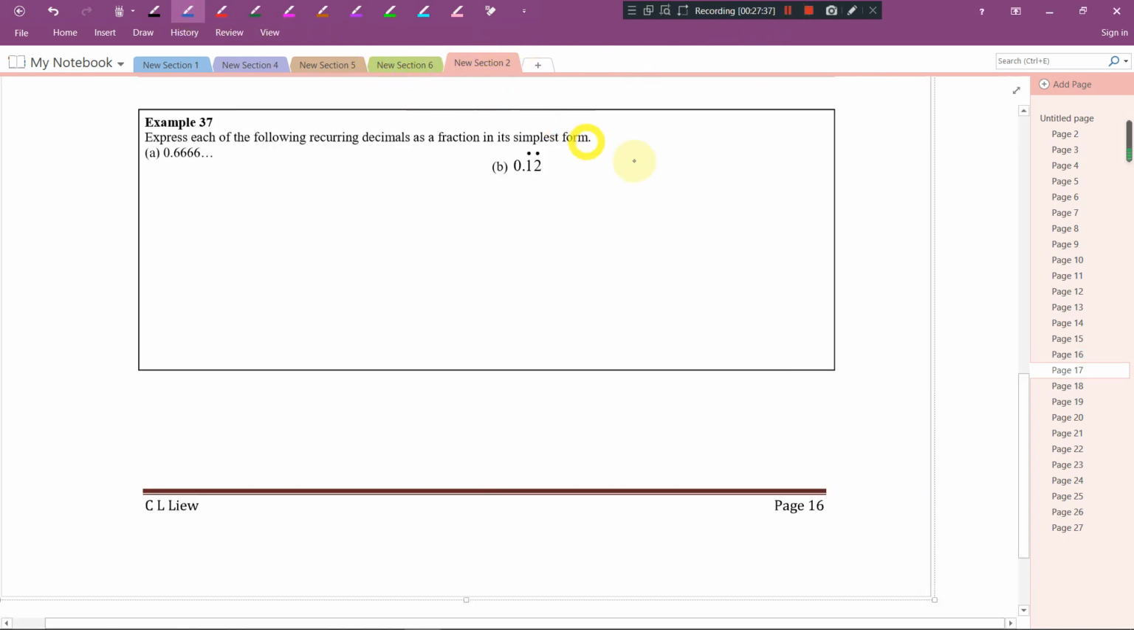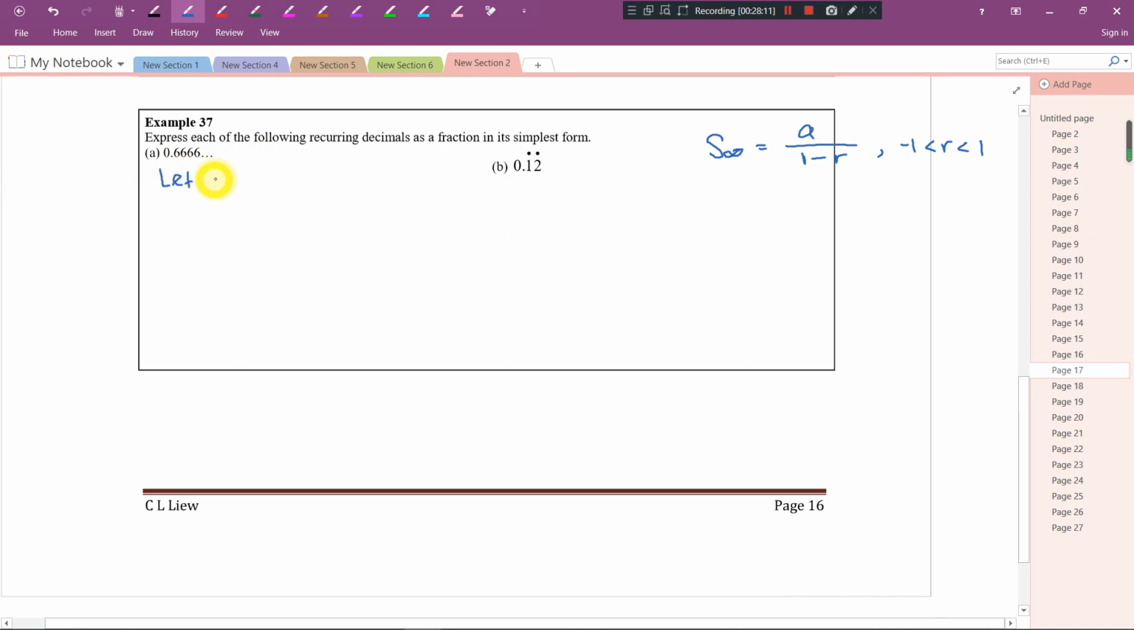Okay, now let's learn about sum to infinity. The formula is a over 1 minus r, and every time the common ratio must be within this range, more than -1, less than 1, so it means 0 point something. Okay, so express each of the following recurring decimals as a fraction in its simplest form. In the previous chapters, you also learned about this, but for that chapter you are using another method.